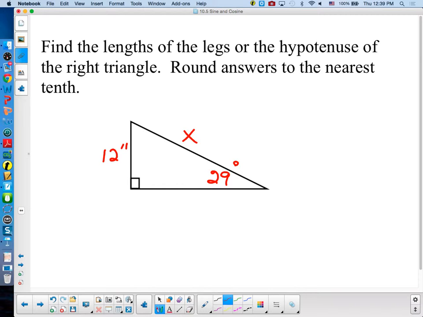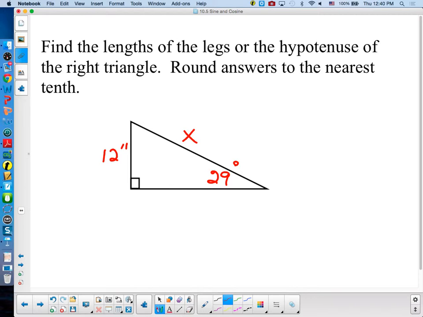Think about what those sides are. The side I'm looking for is the hypotenuse. The side I know is opposite. So which trig ratio has hypotenuse and opposite? Sine. Okay, so write down that you're using sine.